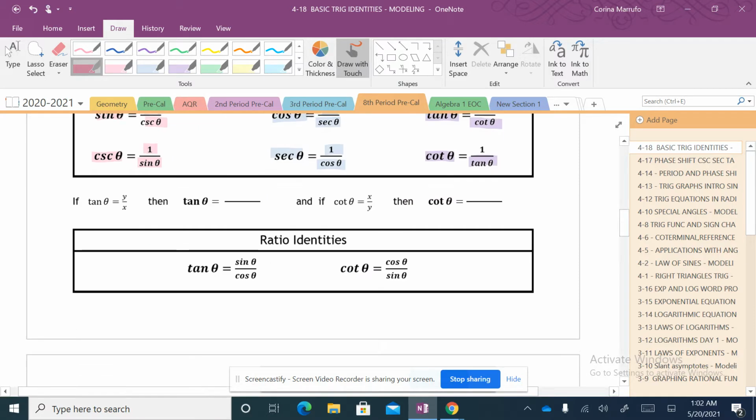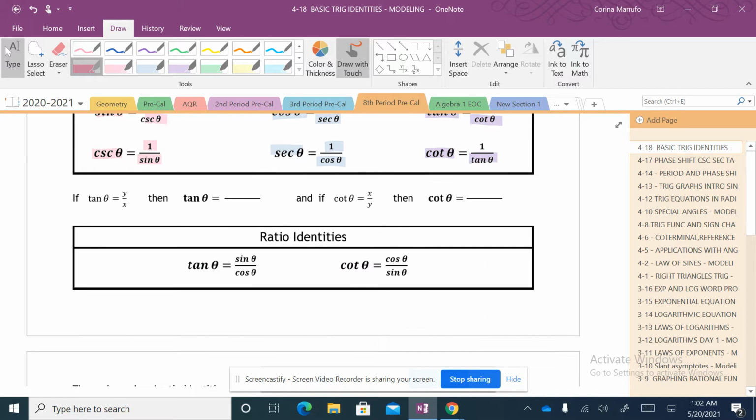Okay. Now, our ratio identities. So if tangent of theta is equal to y over x, we know that y is equal to sine, and we know that x is equal to cosine. So we had established this before as well, that tangent of theta is our sine divided by our cosine. For cotangent, it's going to be the opposite. So it's going to be the cosine divided by the sine. Alright, so these are called our ratio identities.